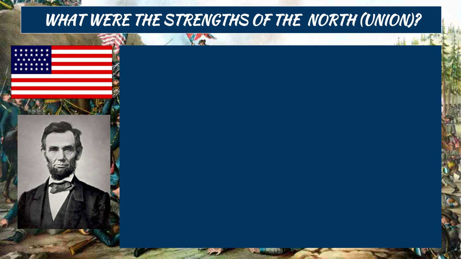So our first slide will be what were the strengths of the North? The next slide is going to be what were the strengths of the South? Then we'll move on to weaknesses. Then we'll move on to strategies. So in terms of setting up your notes, a T-chart would be the most effective. And our first left side question is, what were the strengths? And then you could put North in one column, South in the other. And I'll go ahead and give you some time to get that set up.